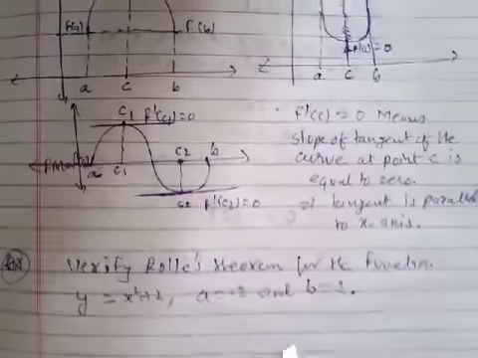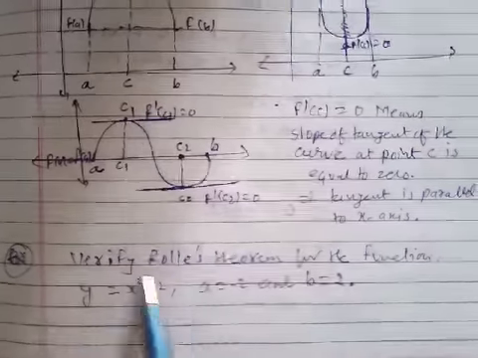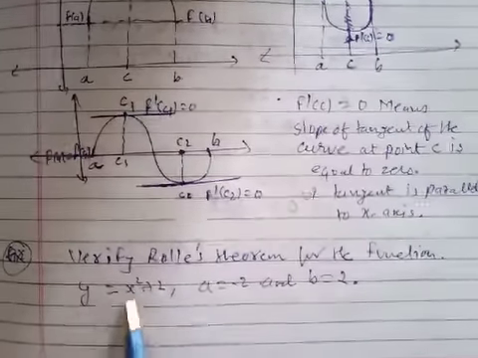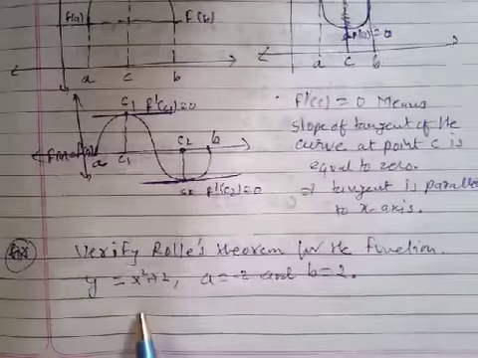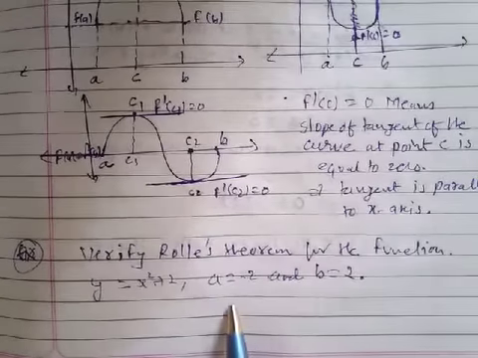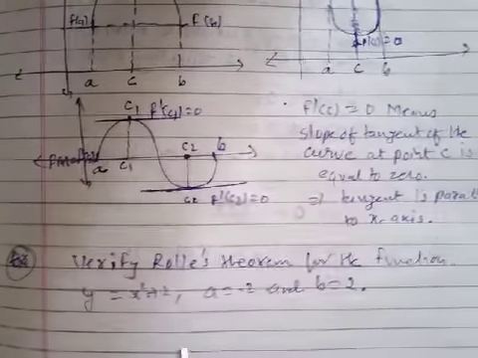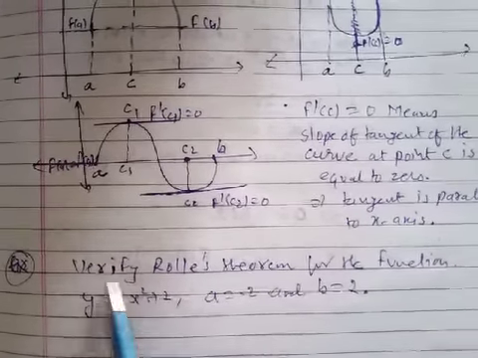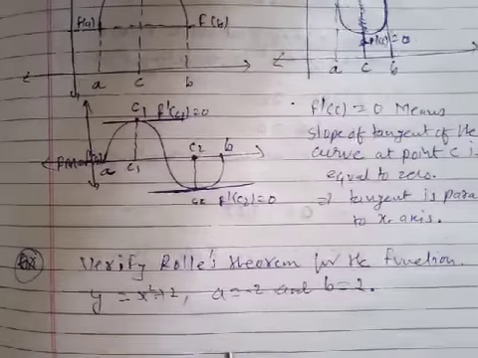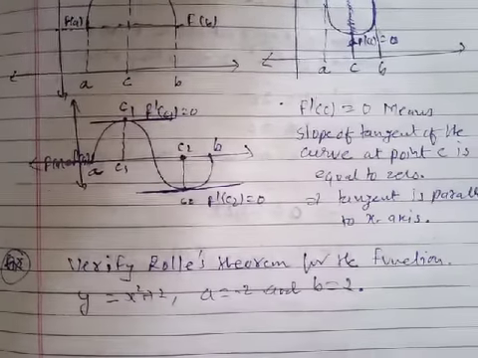First you have to take f dash. Take the derivative of f of x, equate it to 0, and you will get the value of x. That will be the value of c. And if you substitute c in f dash, you will get 0. So hence Rolle's theorem is satisfied.